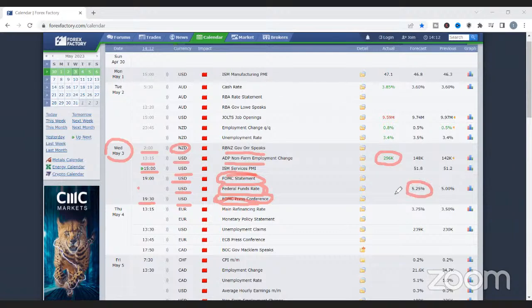So if we have more than 5.25, then you should expect the dollar to be explosive to the upside, because it's showing that it will be green more or less. And if it is less than the forecast, then more or less it is going to be red, telling us that we should be selling the US dollar.